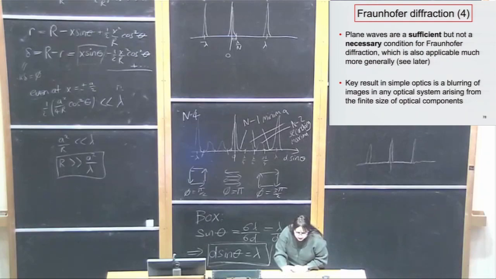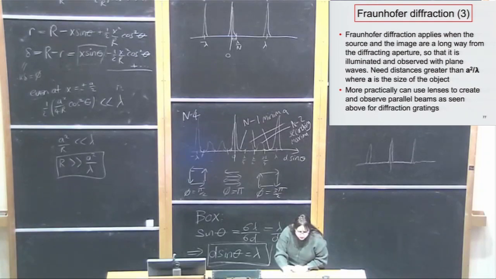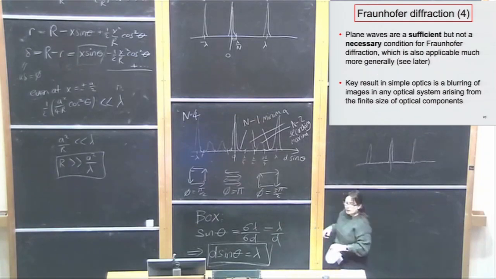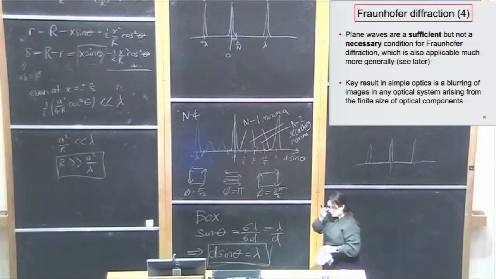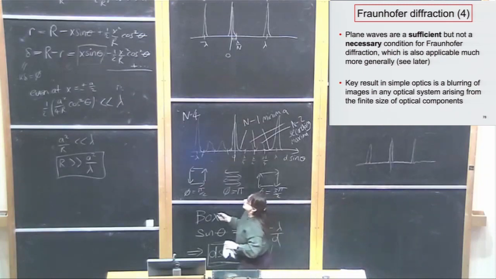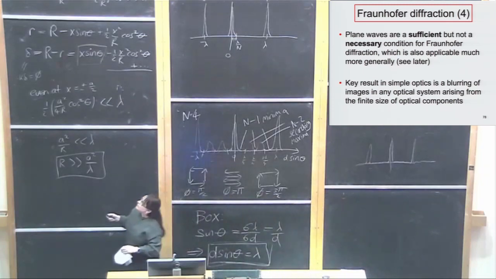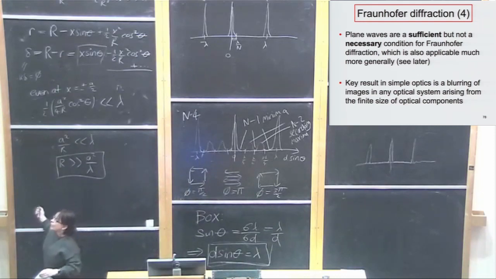Okay, hang on, let me just see, because it would be nice to do this one final slide, because then we can just start properly with single slit diffraction. So this is just a few things I've almost already said. So I've said plane waves get you into the Fraunhofer regime. Turns out they're a sufficient but not absolutely necessary condition.